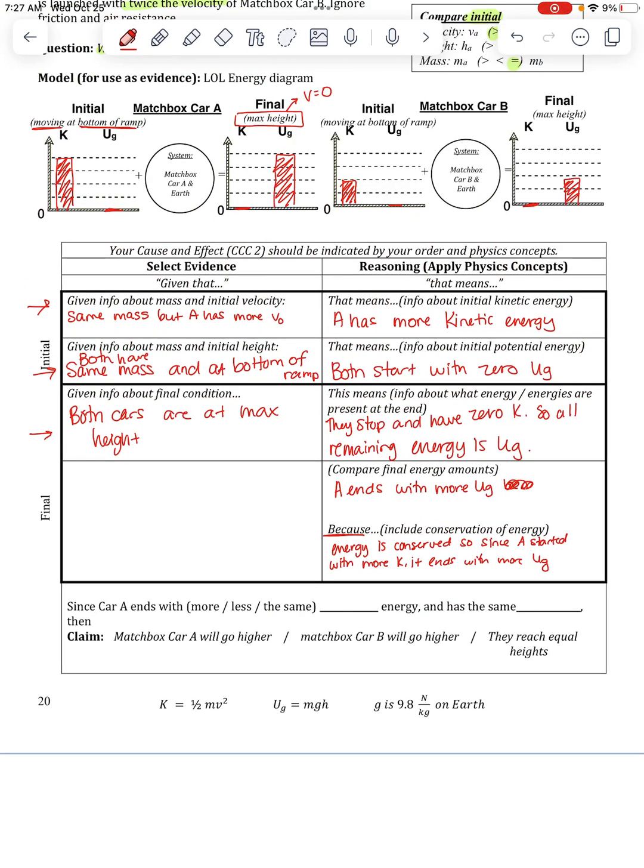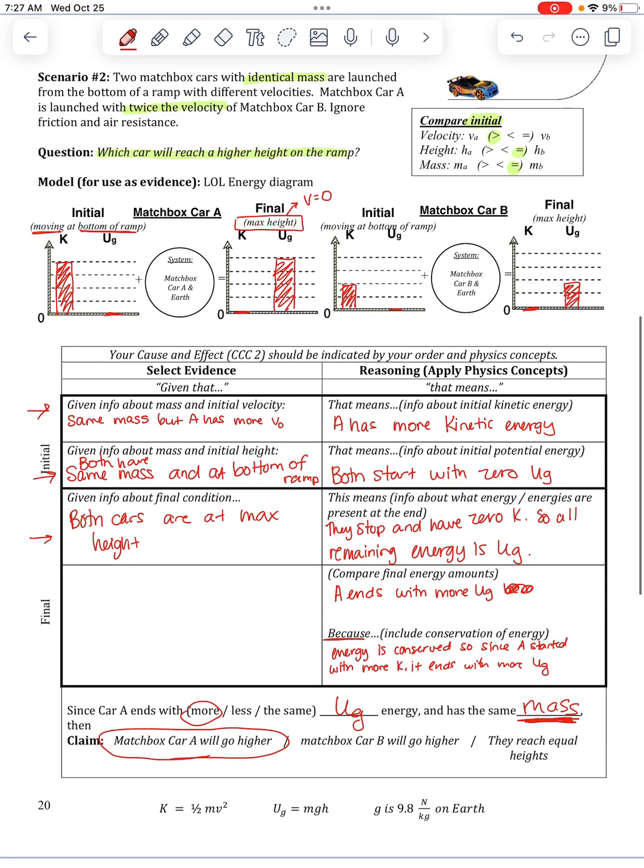So then you have this concluding statement at the bottom. Same UG is what we were talking about. More UG. Let's start this over. Final statement. Since car A ends with more potential energy and has the same mass, then matchbox car A will go higher. It's important to talk about mass because if they had different masses, this might not necessarily be true. So we want to make sure we include mass there.